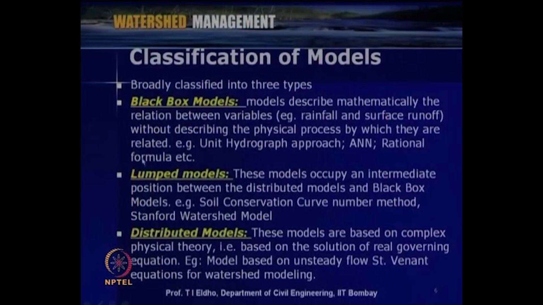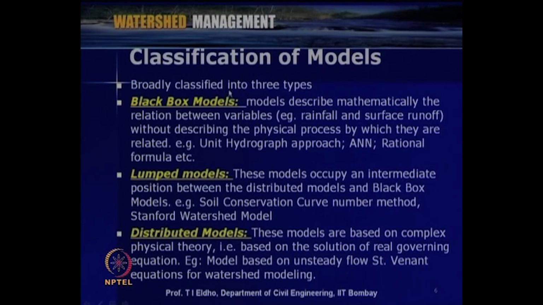For the last few decades, a number of models have been developed by various researchers by considering various theories and various aspects, and by using a number of assumptions also. There are very simple models to very complicated models. Accordingly, we can broadly classify the available watershed models into three types: black box models, lumped models, and distributed models.